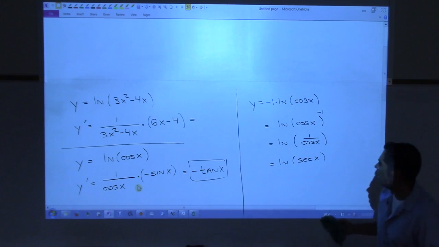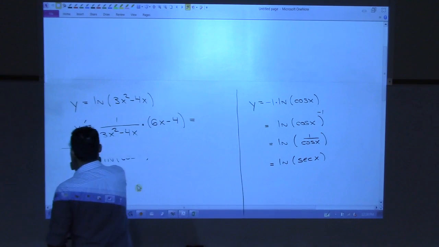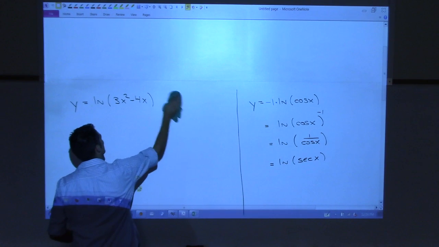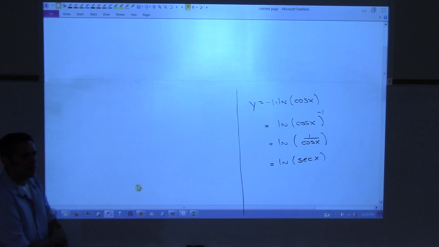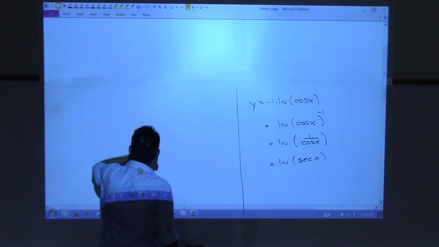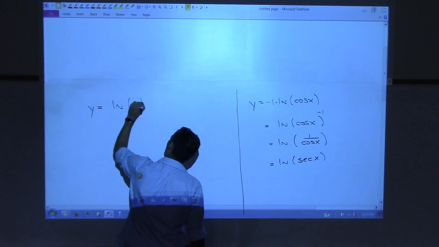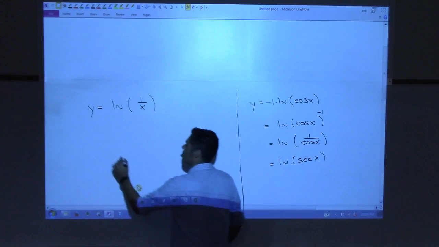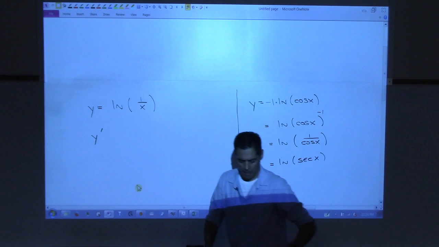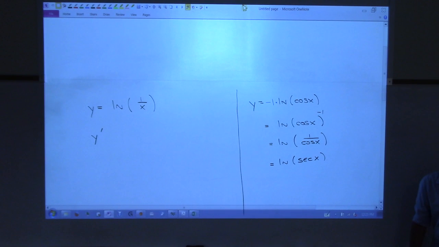Here's one that gets students a lot also. So for the test, like that line, they're both right. Yes. How about this? Y equals natural log of 1 over x. If you were asked to take the derivative of this, find y prime. Yes, that is the same thing as negative natural log of x.